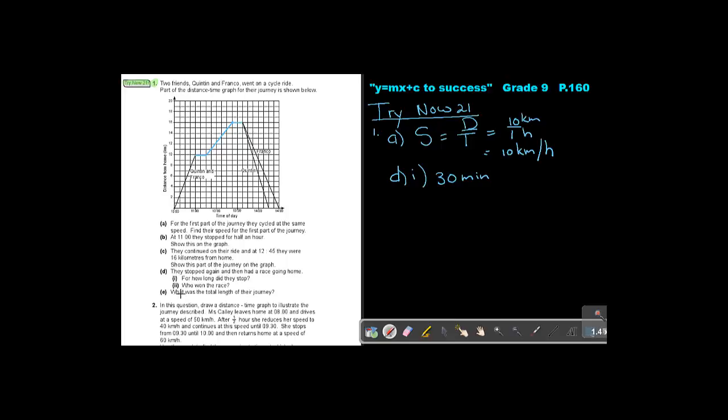Okay, and then who won the race? So let's just see. There's Franco and there's Quentin. So Quentin arrived home before Franco, so definitely it's going to be Quentin. And then, what was the total length of their journey? Now, remember, they only went up to 16 kilometers. So basically, it's just going to be the 16 to, as well as the 16 back, and their journey was just 32 kilometers. Okay.